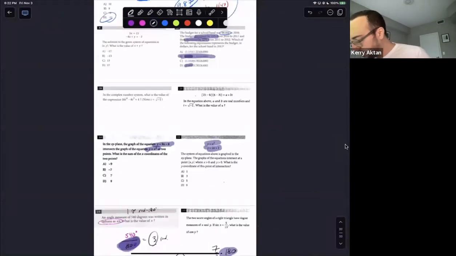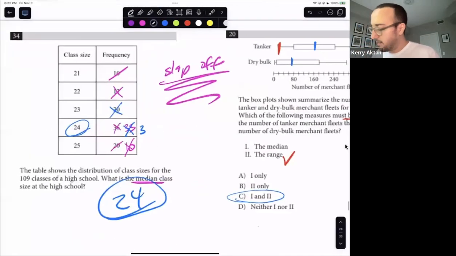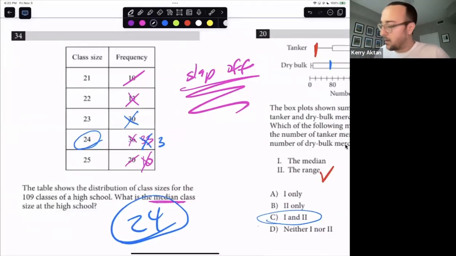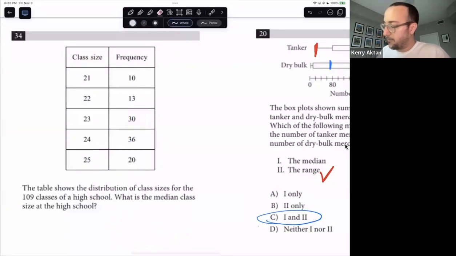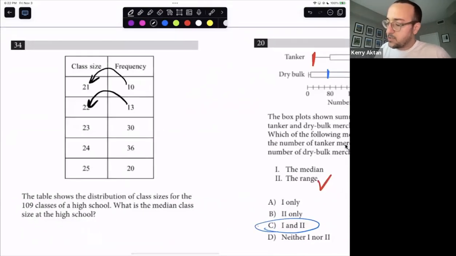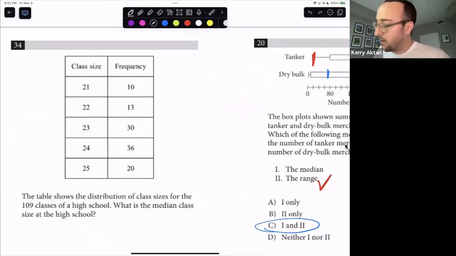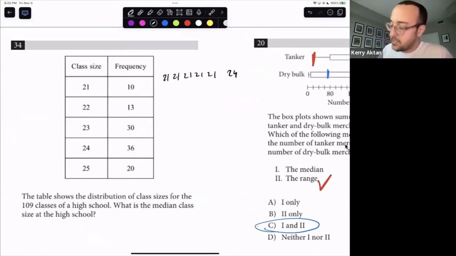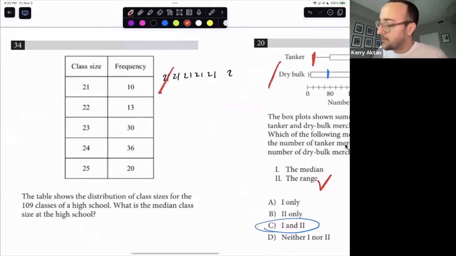34 on statistics. This one, yeah. I apologize, Olivia, you haven't seen this skill before, but it shows up. It's a frequency table. In other words, there are 10 21s, 13 22s, 30 23s, 36 24s. So, Olivia, if you really wanted to, you could write out 21, 21, 21, 10 times, 13 22s, 30 23s. You could do that, but you're smarter than that. What I would do is slap one off here, slap one off there, you could do this.